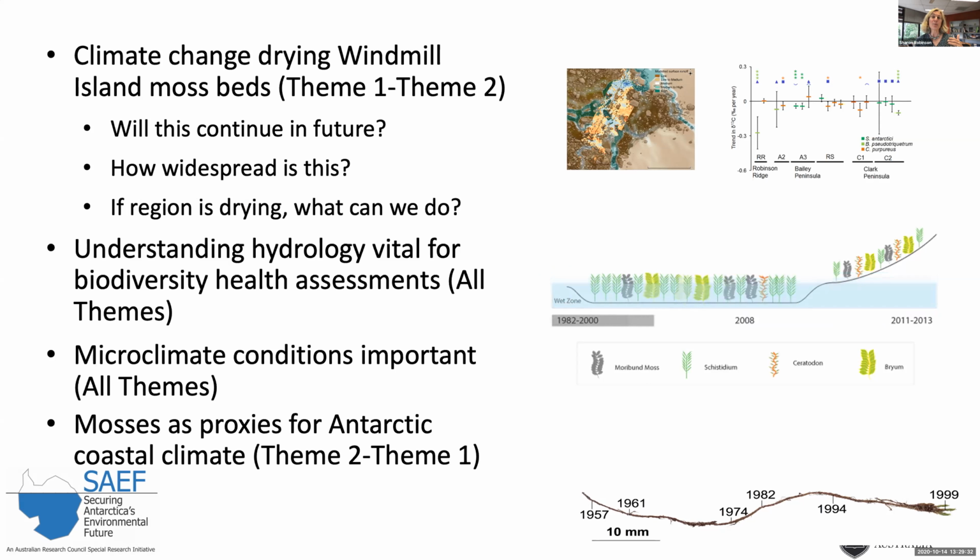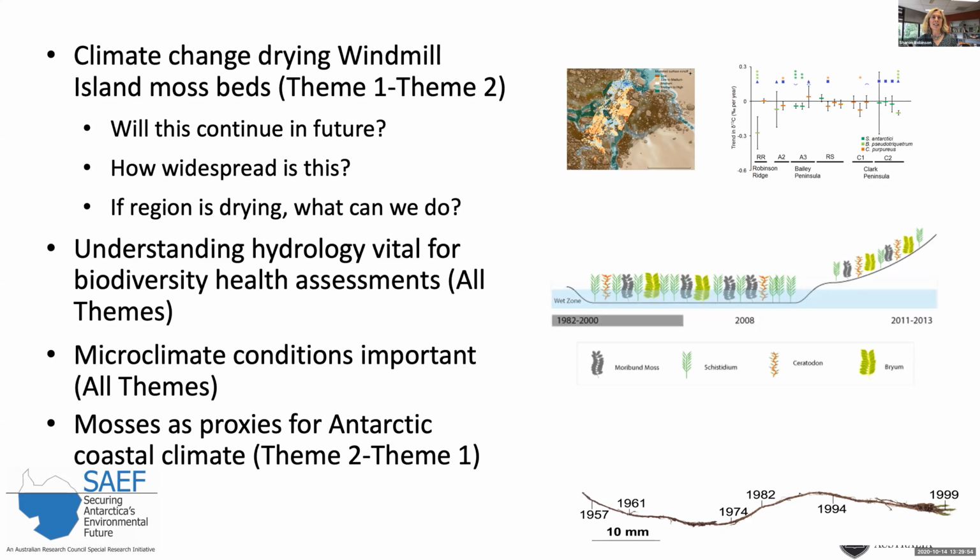I'm really interested in whether these effects we're seeing at Casey are much more widespread. Do they extend across East Antarctica? What's happening on the peninsula, where we've got very different climate change happening? And if the region is drying, what do we do about it? Do we just watch those moss beds and wait until they've all gone brown like the stuff at Mossel Lake, or can we do something about it?